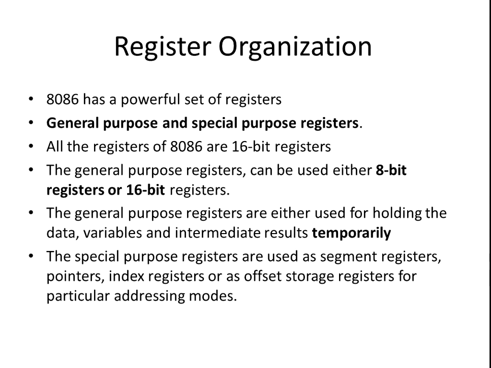Next we can discuss register organization. 8086 has a powerful set of registers, general purpose and special purpose registers. All the registers of 8086 are 16-bit registers. General purpose registers can be used as either 8-bit registers or 16-bit registers. These general purpose registers are usually used for holding data, variables and intermediate results temporarily. The special purpose registers are used as segment registers, pointers, index registers or as offset storage registers for particular addressing modes. We will discuss one by one in detail.